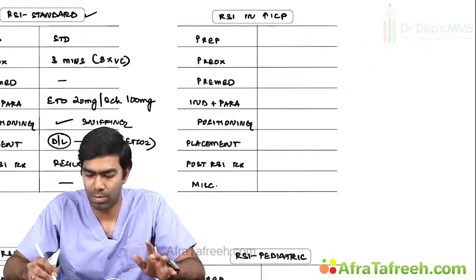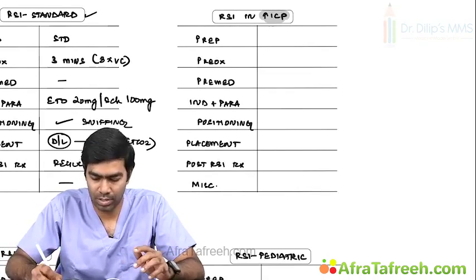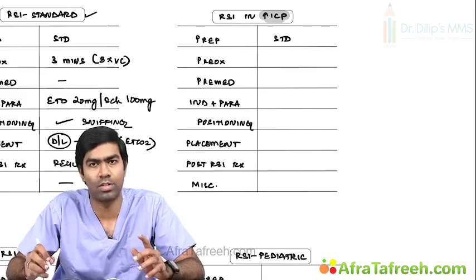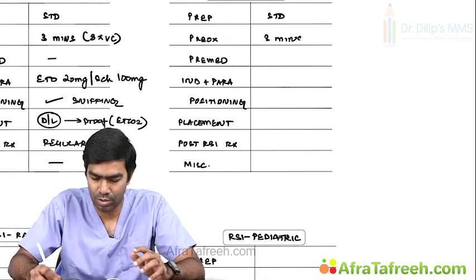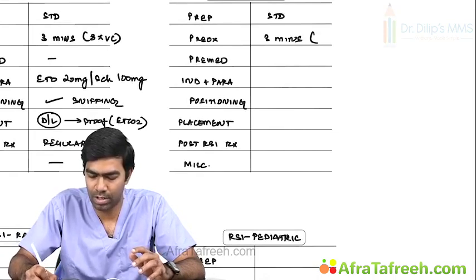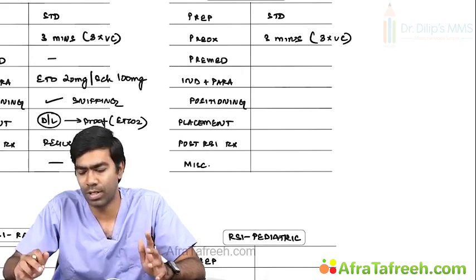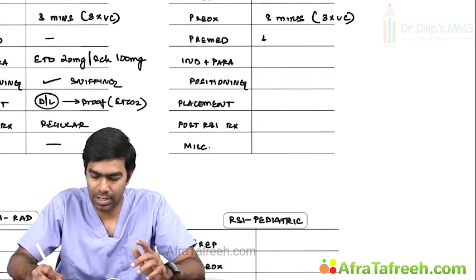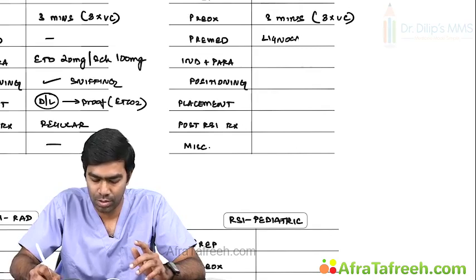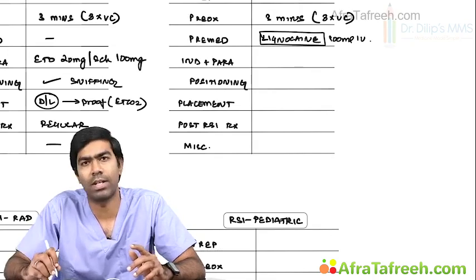But there are some special population like raised ICP. What is the RSI here? Preparation wise, again standard preparation. There's not much preparation here. Pre-oxygenation same. You're going to use 3 minutes of 100% O2, or volume of oxygen that should be given must be equal to 8 vital capacity breaths. Pre-meds, yes, we are going to use lignocaine 100 mg IV. Clear? Lignocaine 100 mg IV.